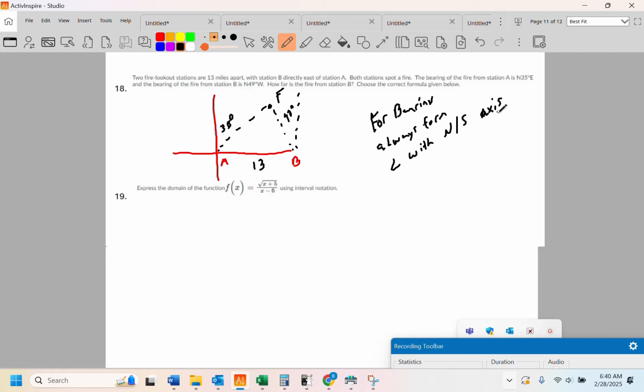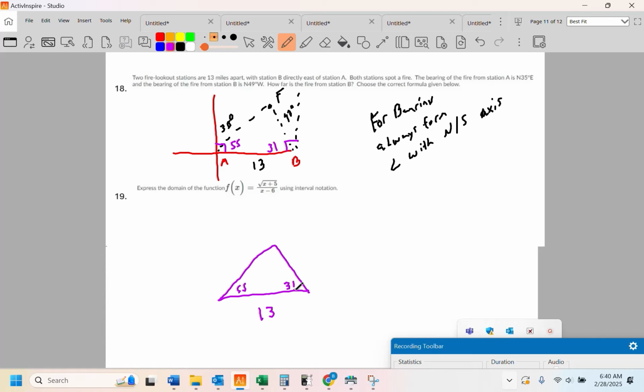Anyways, I know that this is a right angle, and I know that this is a right angle. So if I do 90 minus 35, I get 55. And if I do 90 minus 49, I get 31. So inside my triangle, this is what I actually have.